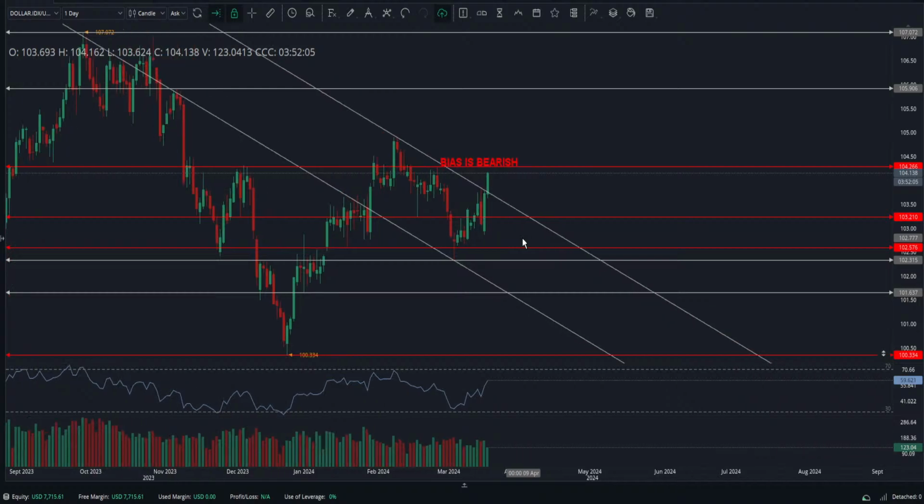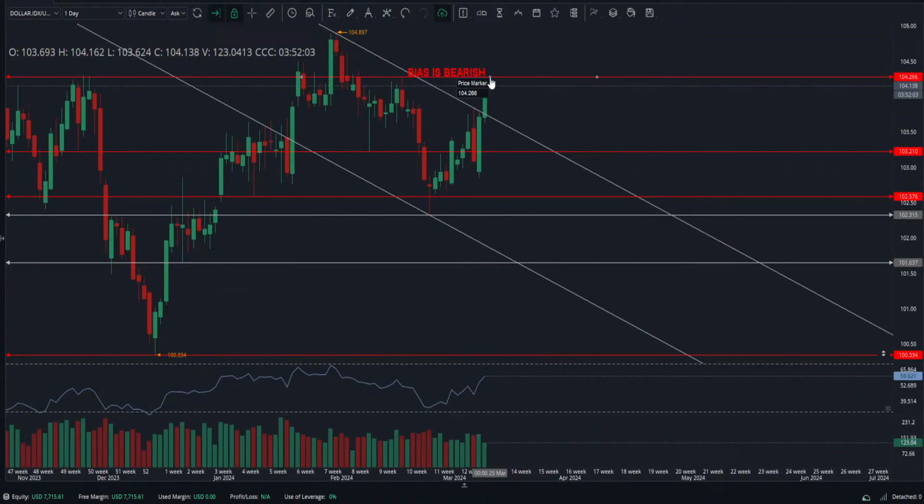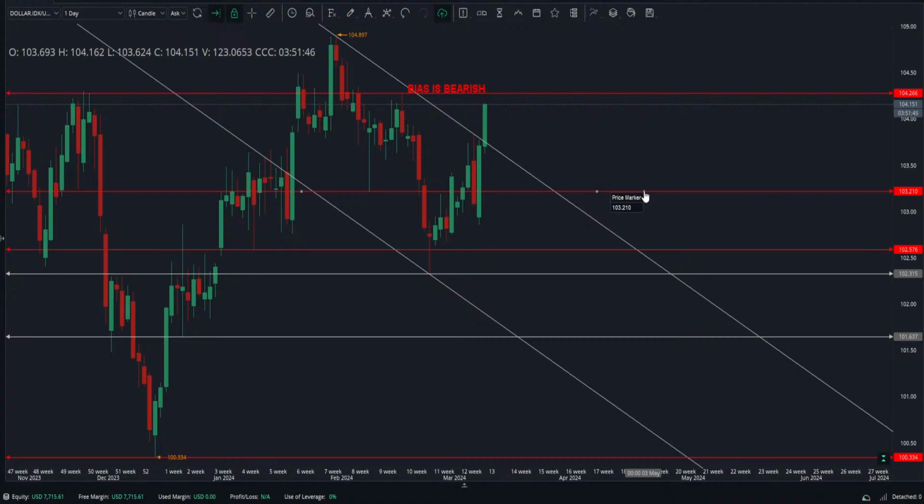There is a high probability that the price will reverse from here on Monday. But if the price trades higher than 104.26, then it may not be the case, like I said. So for us, the resistance is 104.26 and the support is 103.21. Actually, on the downside, there are multiple supports now.